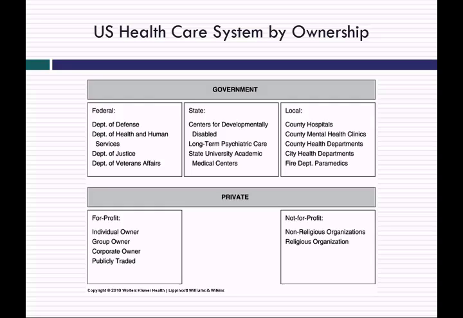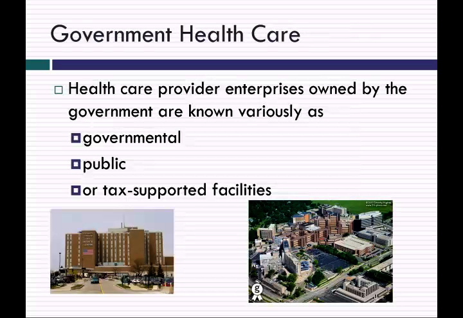And then we have the private system. Private healthcare systems can either be for-profit or not-for-profit. And in the Milwaukee area, we have many larger not-for-profit hospital systems. Government healthcare refers to healthcare provider enterprises owned by the government. These may be known as governmental, public, or tax-supported facilities. The VA system is an example of government healthcare.